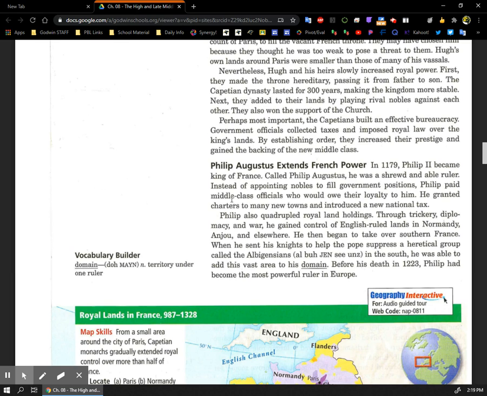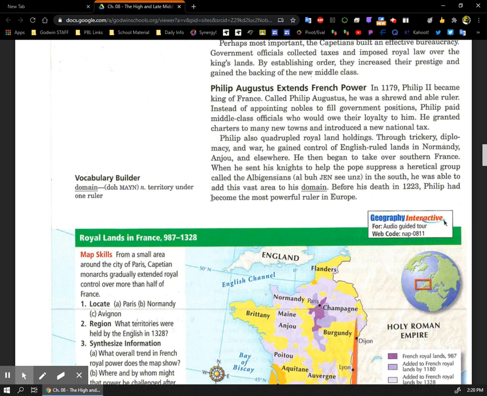Philip Augustus extends French power. In 1179, Philip II became King of France. Called Philip Augustus, he was a shrewd and able ruler. Instead of appointing nobles to fill government positions, Philip paid middle-class officials who would owe their loyalty to him. He granted charters to many new towns and introduced a new national tax.